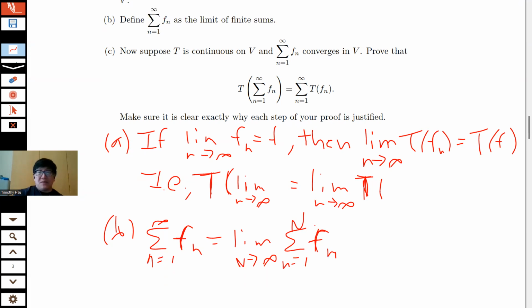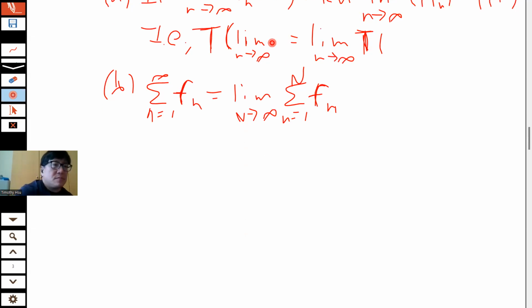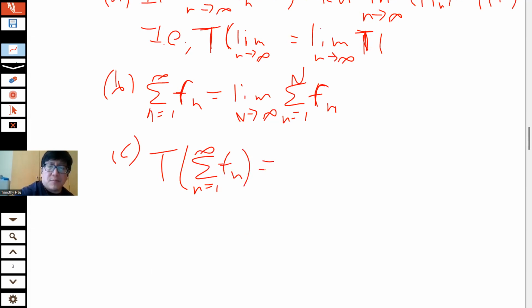Now suppose T is continuous on V and the sum as n goes from 1 to infinity of Fn converges in V. Prove that, well, basically evaluate this thing. Okay, so part C, T of that infinite sum, and now by definition, this is T.